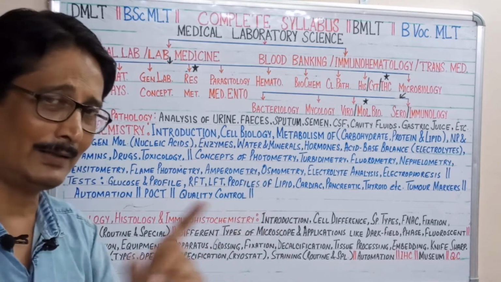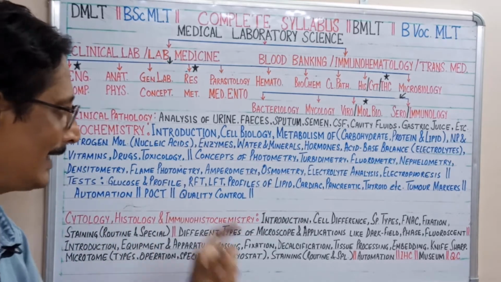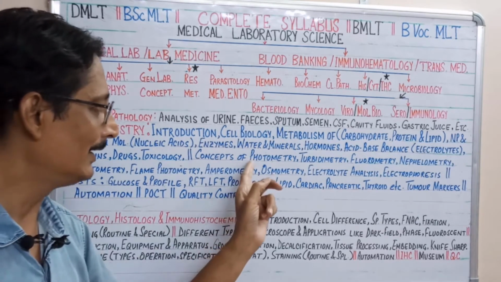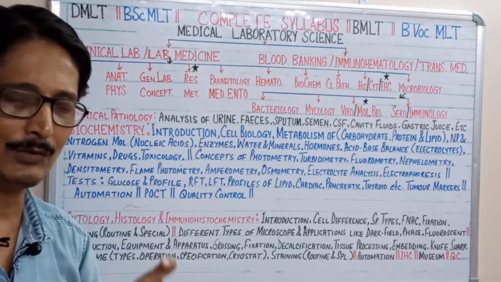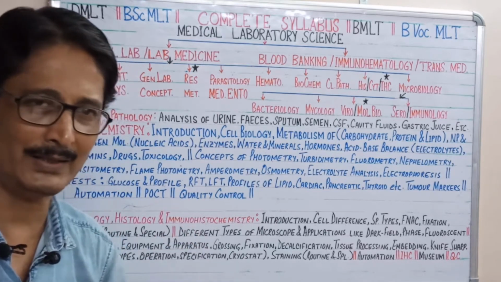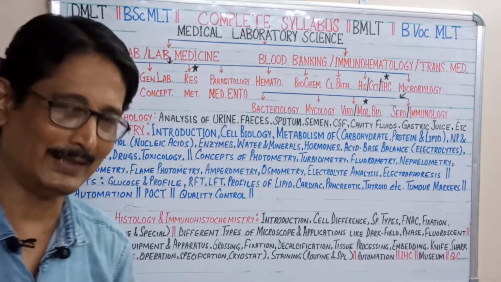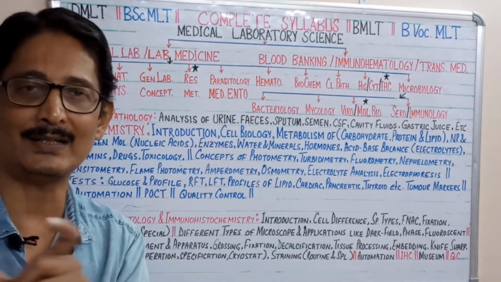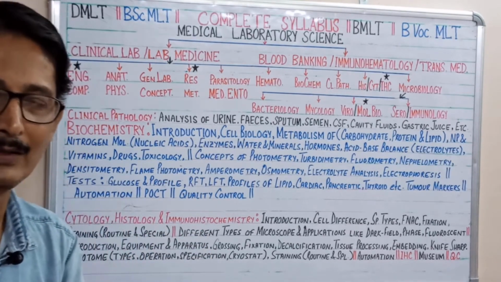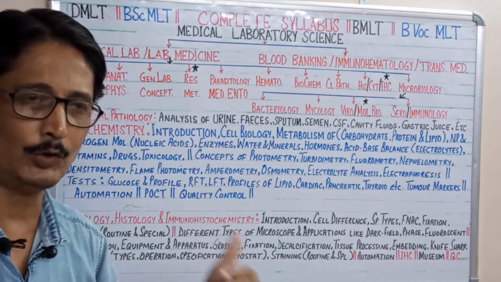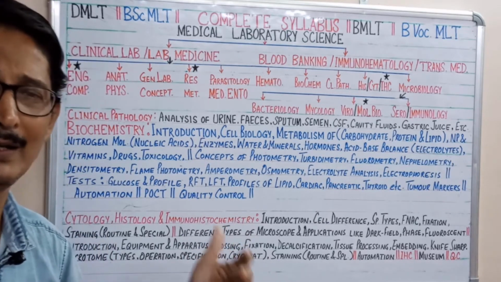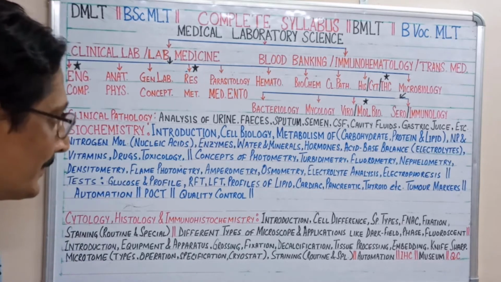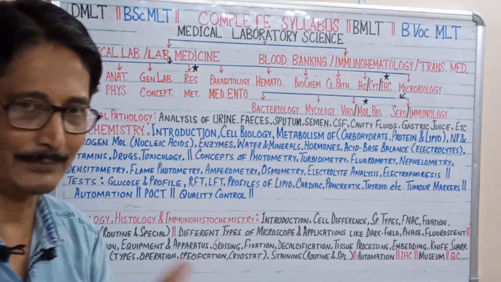So in the 3 hours class, I can assure you that in photometry, when you get the concept from me, and if you can assimilate that concept, you can understand about 300 tests of the laboratory. Then you do not need to study separately about the 300 tests. So the photometry chapter is very important.